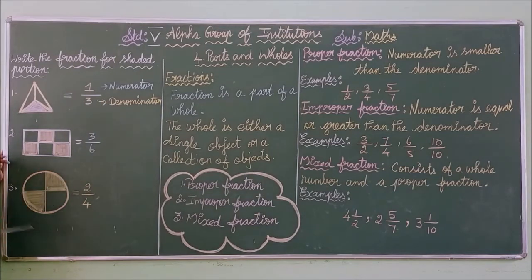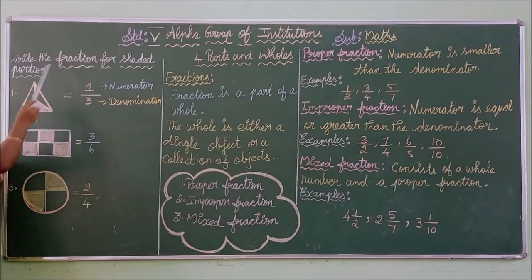See the next one. What is the shape? This is a circle. How many equal parts are here? See here. 1, 2, 3, 4. So, there are 4 parts. So, in the denominator, you have to write the total parts. How many parts are shaded? 1, 2. So, you have to write 2 as the numerator. So, our answer is 2 by 4.